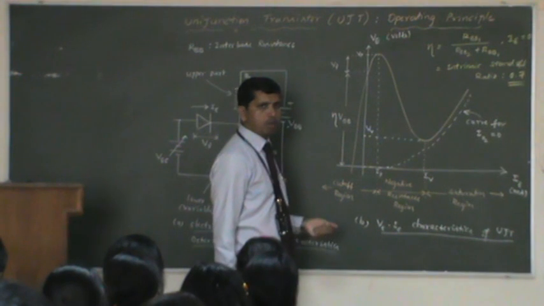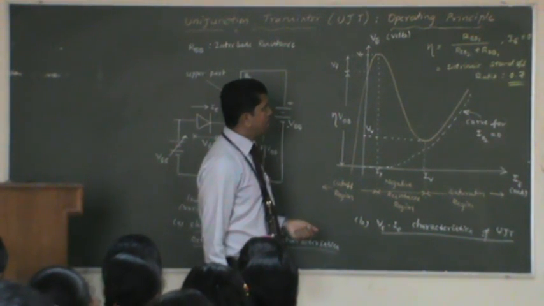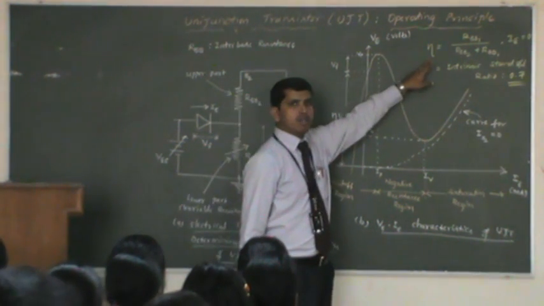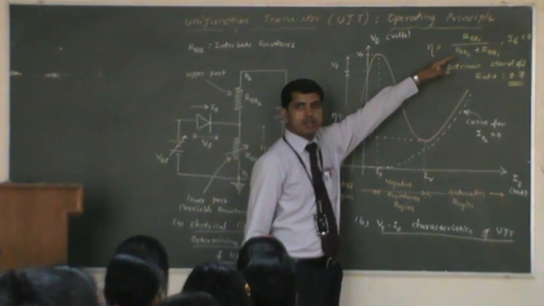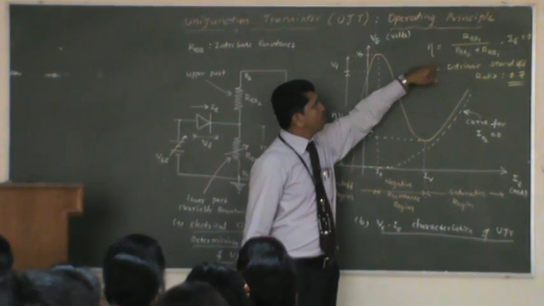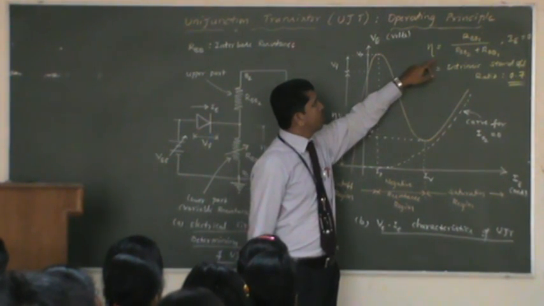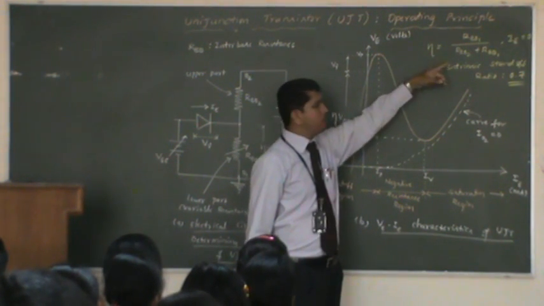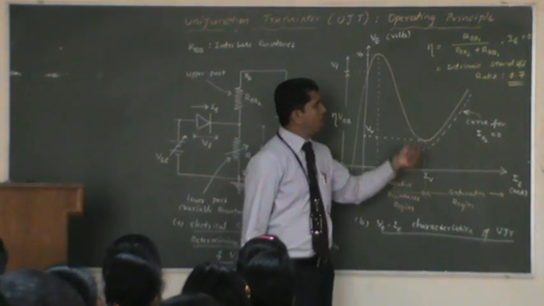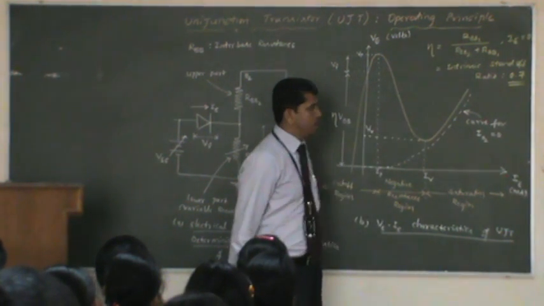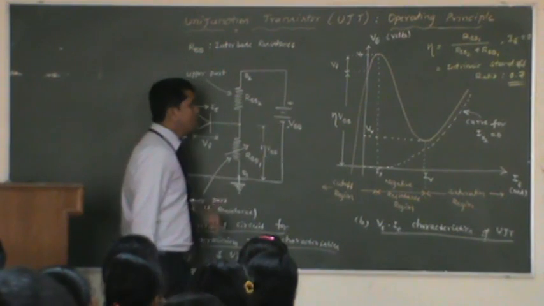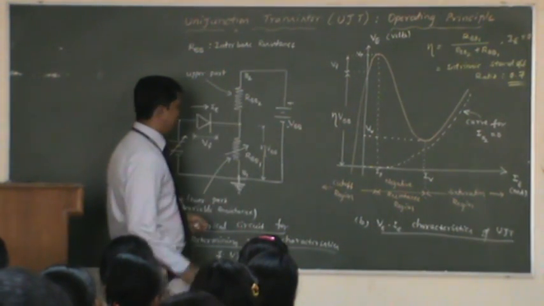You need to solve problems based on this unijunction transistor. Sometimes an examiner will give you the resistor values from which you can calculate eta. And vice versa, sometimes eta may be given along with one of the resistances, and you can calculate the other resistances using this formula. So eta plays an important role.